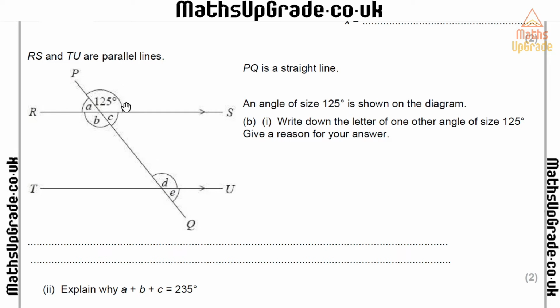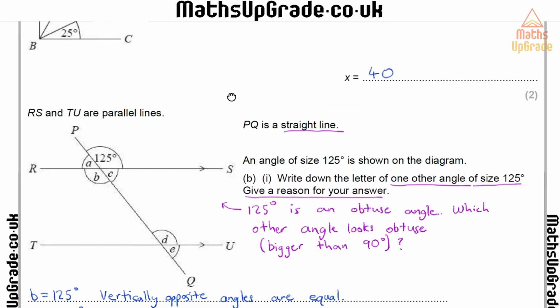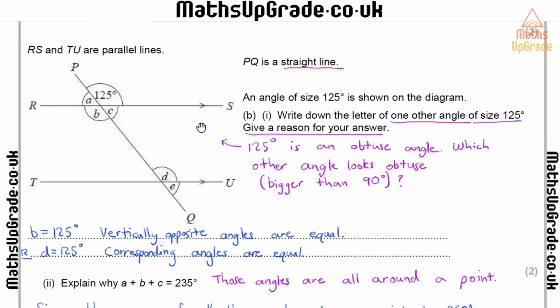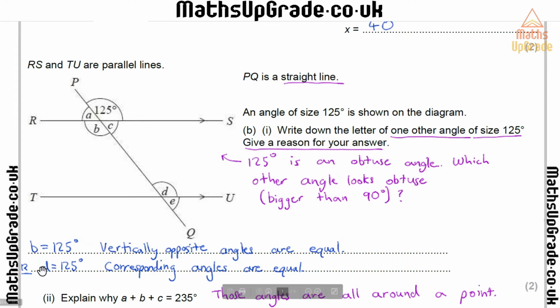This angle here is given to you as 125 degrees. Okay, and you've got to write down the letter of one other angle which is also 125 degrees. You've got to give reasons for your answer. Okay, so there's 2 possible answers for this. The first answer that you could have is that B equals 125 degrees because vertically opposite angles are equal. So these 2 angles are vertically opposite, they're equal.